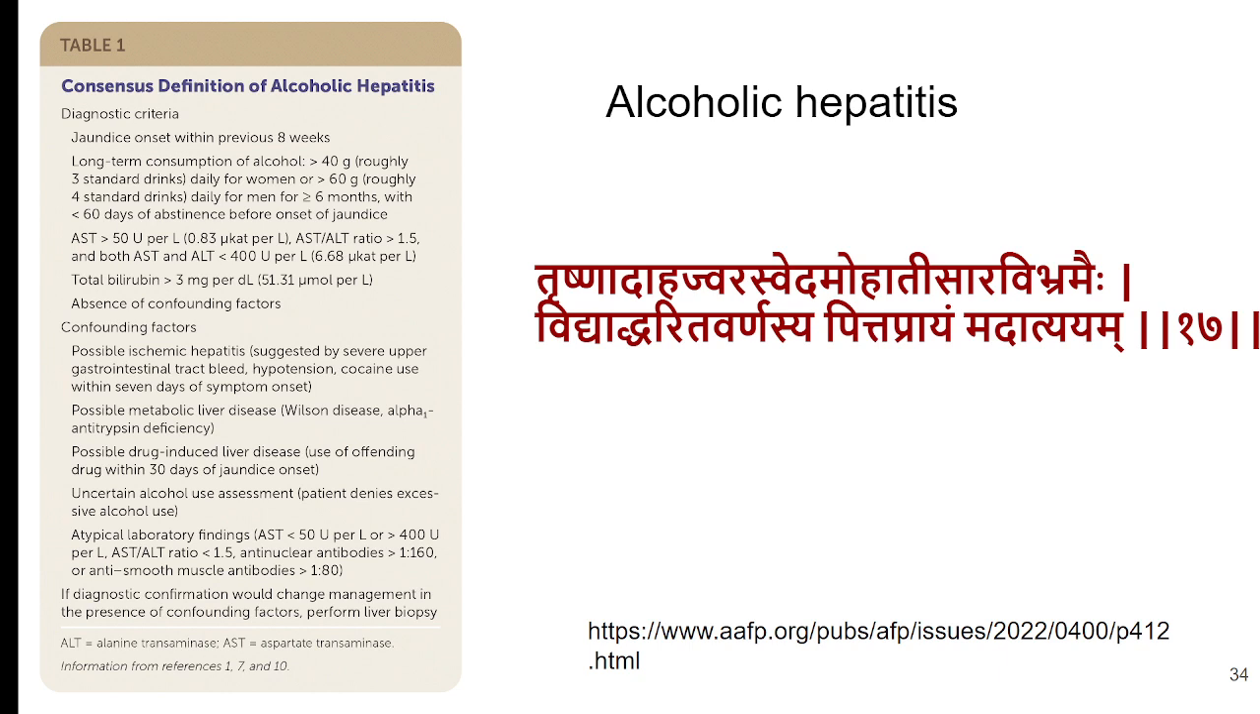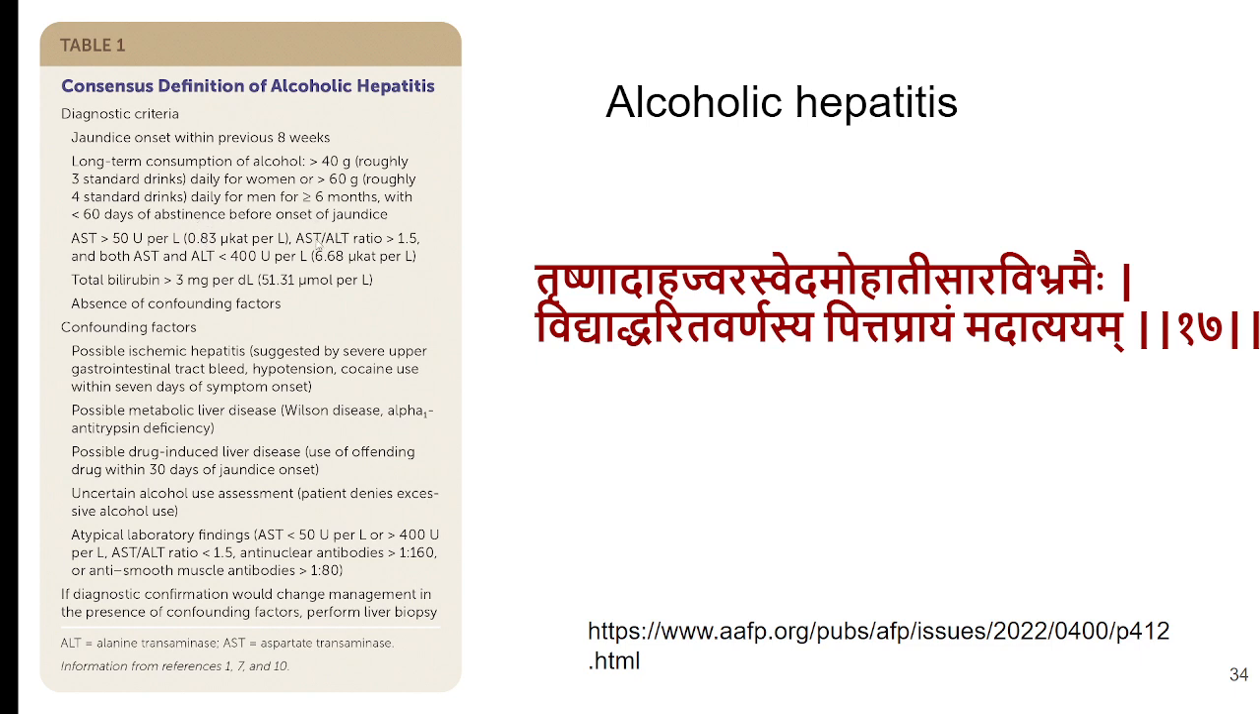And the universal consensus definition of alcoholic hepatitis is based on these diagnostic criteria: jaundice onset within the previous 8 weeks, and a history of long-term consumption of alcohol of more than 40 grams per day, or 3 standard drinks daily for women, or 60 grams, roughly 4 standard drinks daily, for men. So there is some criteria of how far the alcohol content has to be assessed, and less than 60 days of abstinence before onset of jaundice.